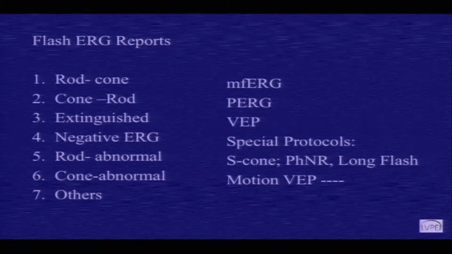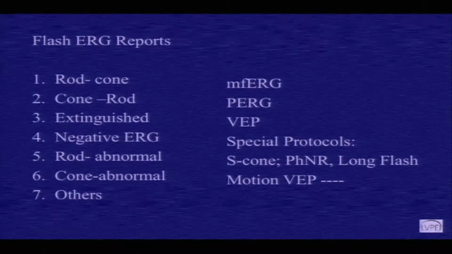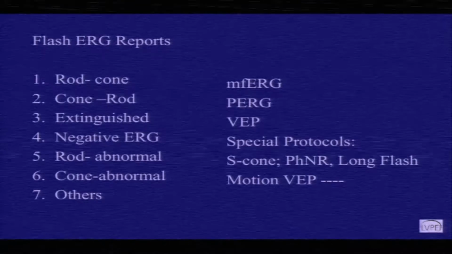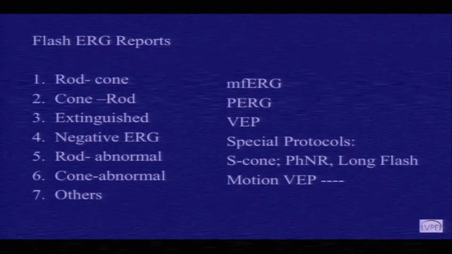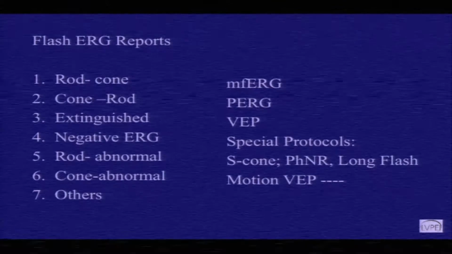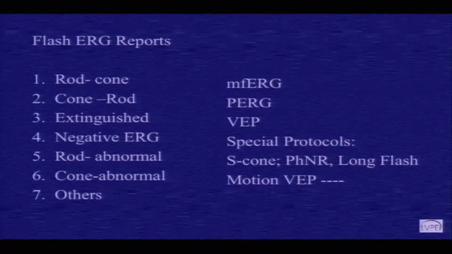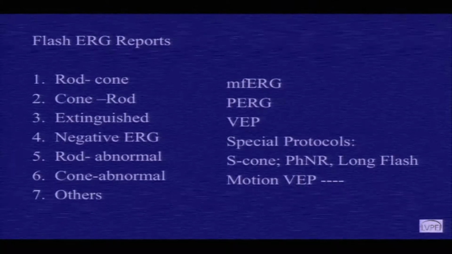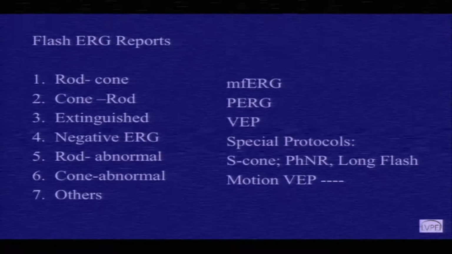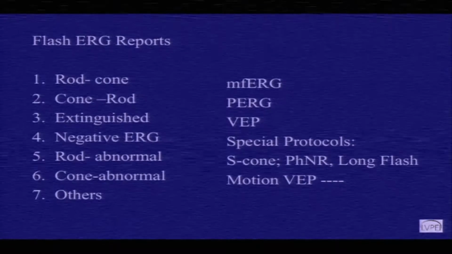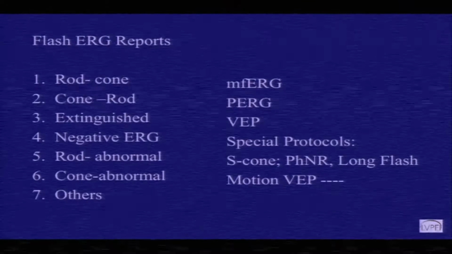Whenever we get the flash ERG, we can interpret it. Is it a rod-cone type where rods are more affected than cones, or the opposite, or is it extinguished? And we have to differentiate extinguished from negative. Extinguished means you're not getting any responses in scotopic and photopic conditions, whereas in negative, you will have the A wave, which means the outer retina and photoreceptors are healthy and the inner retina is affected. And then you can have rod abnormal or cone abnormal, and very rarely others.